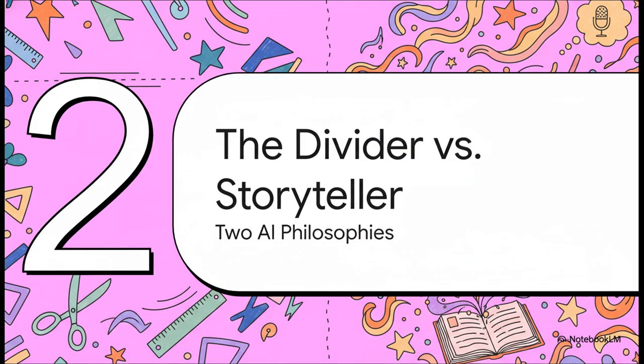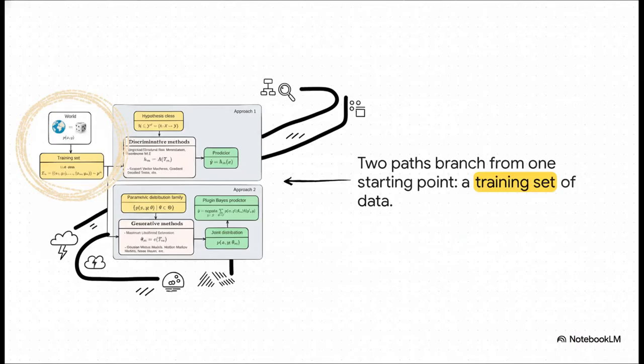And this is exactly where our two philosophies come into play. I like to think of them as two different kinds of personalities. One is a super pragmatic divider, and the other is this imaginative storyteller. What's so fascinating is that both of these approaches start from the exact same place, a big old set of training data. But right from that starting point, they just diverge. They go down completely different paths. One takes the discriminative path, the other takes the generative one, and they end up in very, very different places.